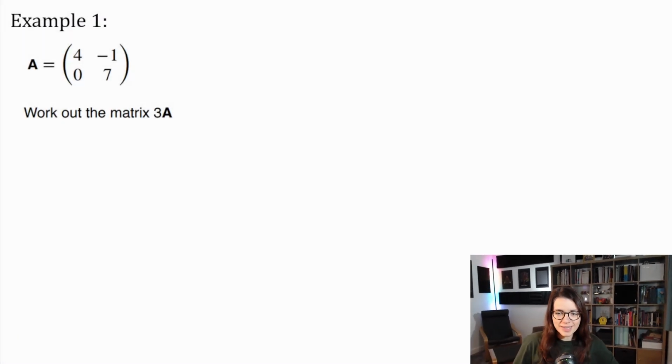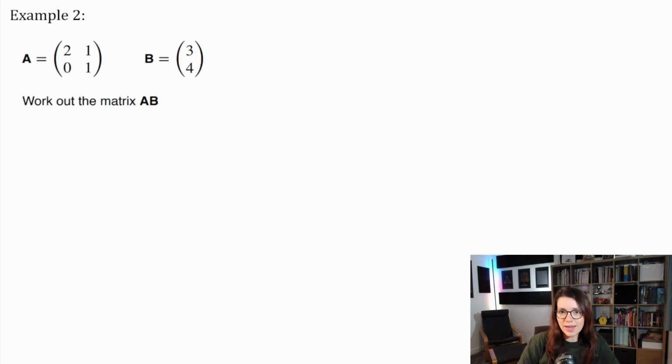Let's look at matrices for GCSE further maths. Example 1, here's matrix A, and they want us to work out the matrix 3A. To do this, we just times the matrix by 3 on the outside, and we just times each individual element by 3. So that will be 12, minus 3, 0, and 21.